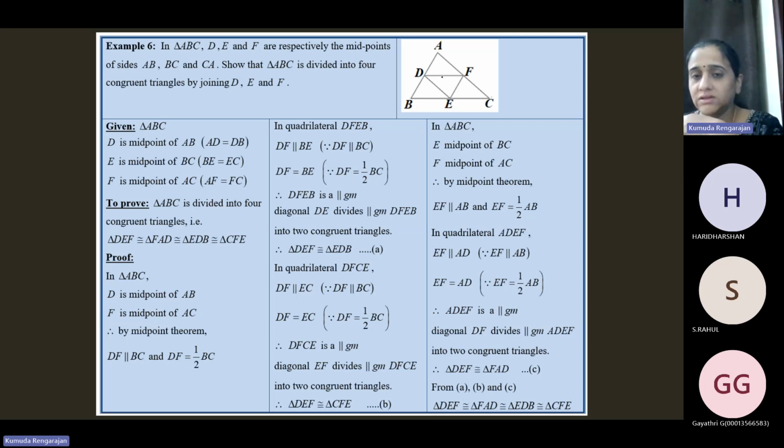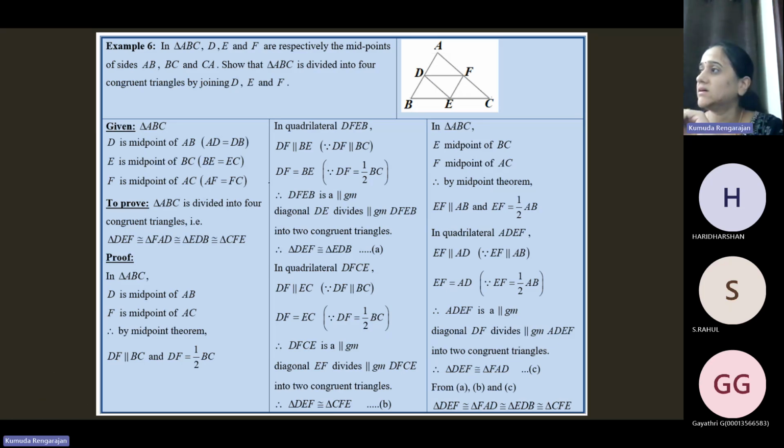Yeah. So in this triangle, we have four quadrilaterals: DBEF, DECF, and ADEF. These are the four quadrilaterals. You need to prove that each one of these four quadrilaterals is a parallelogram.